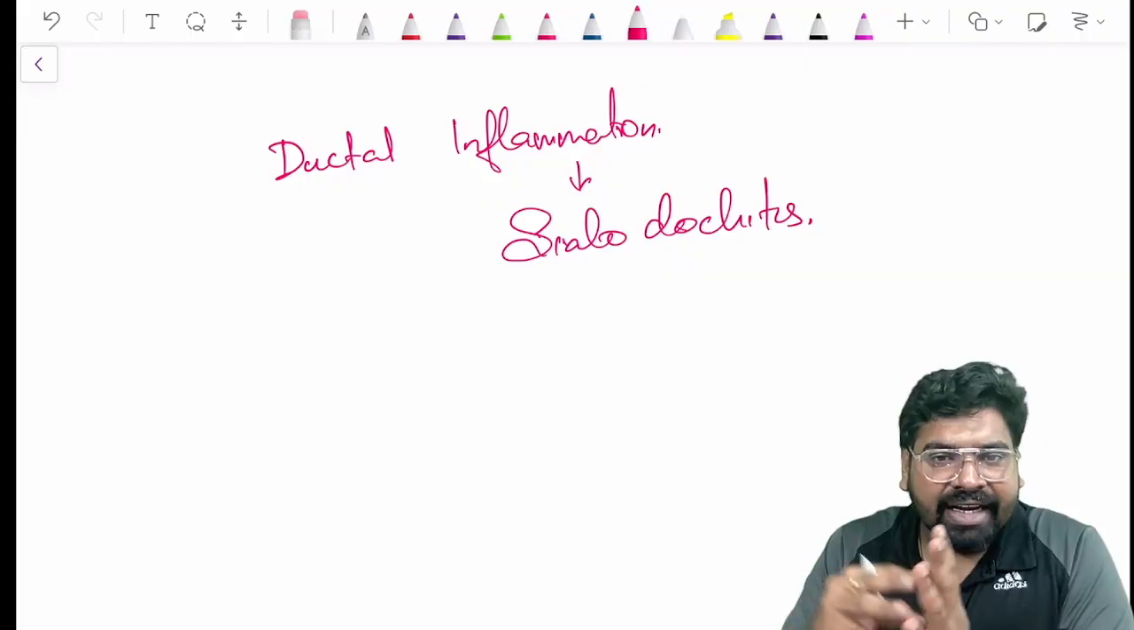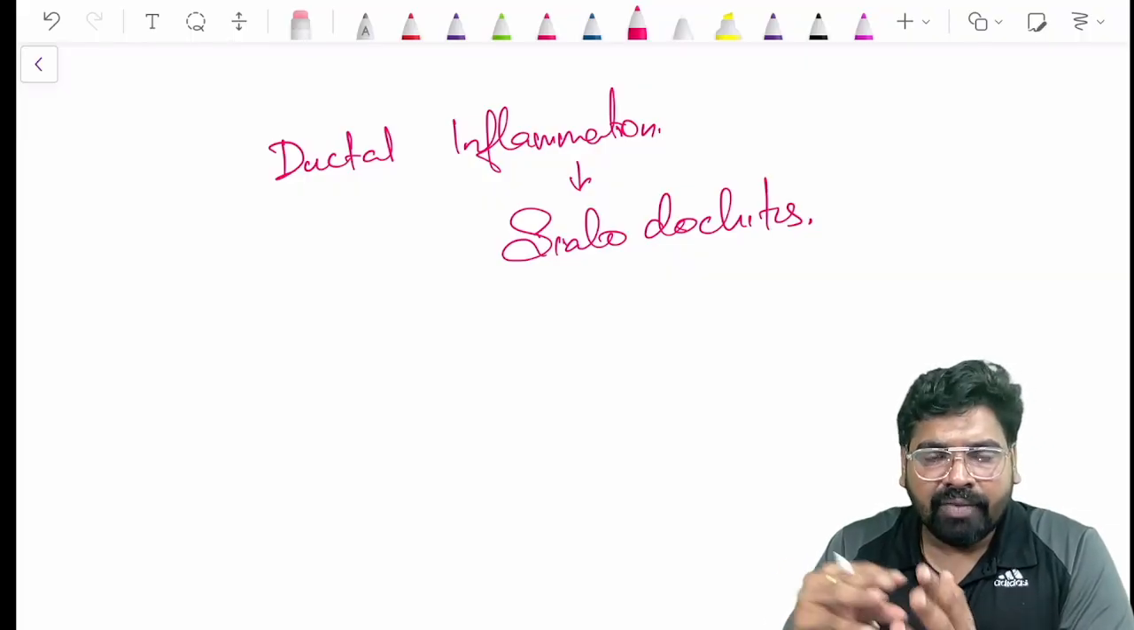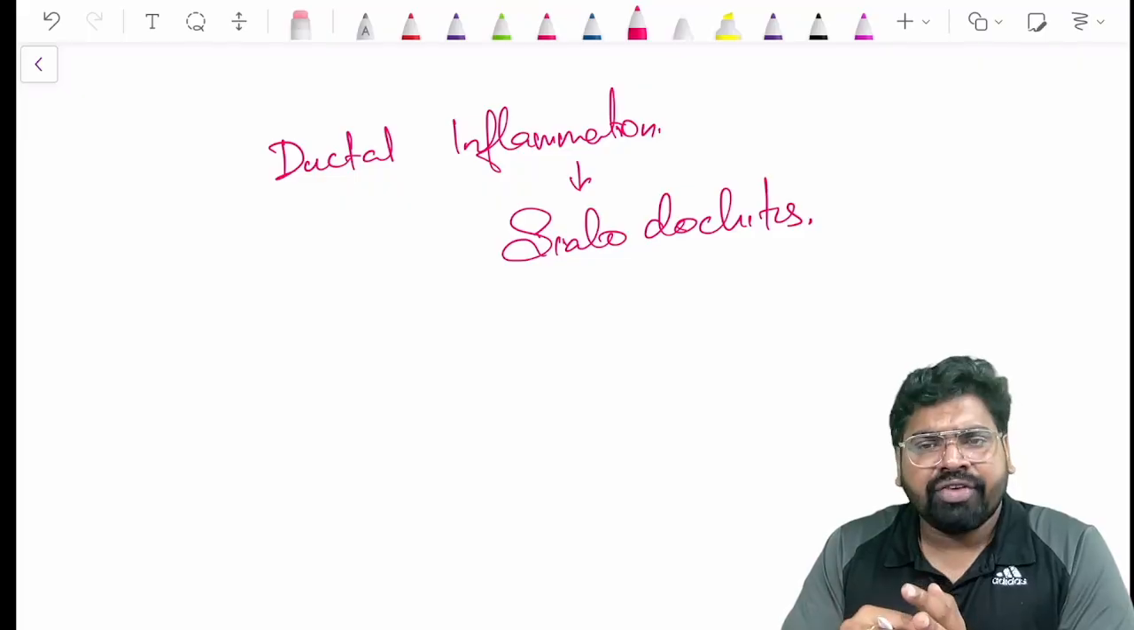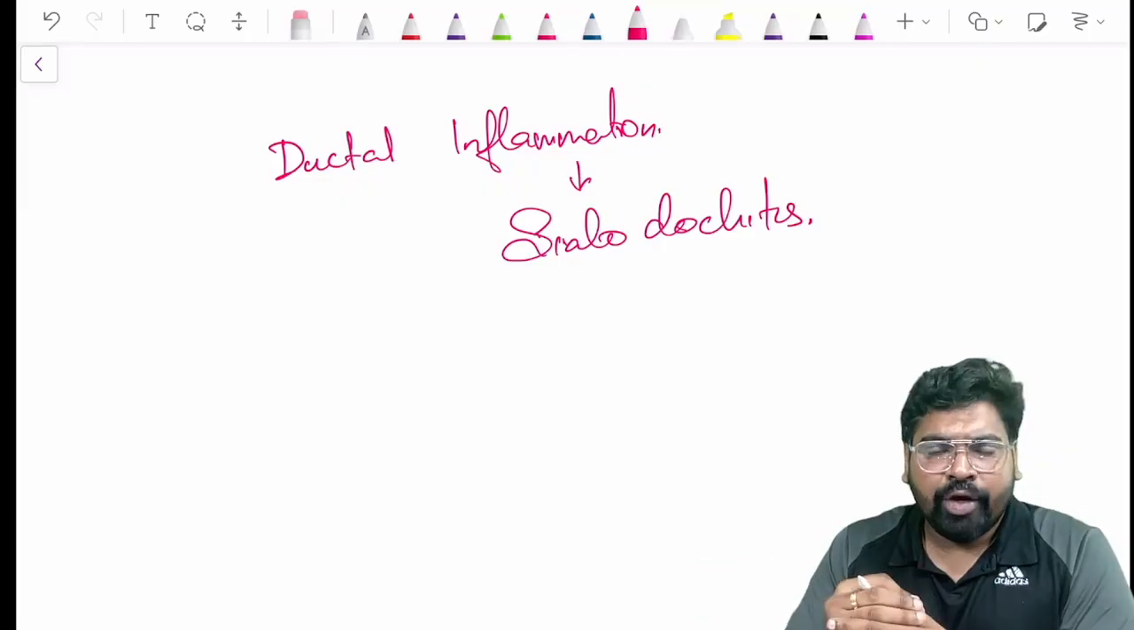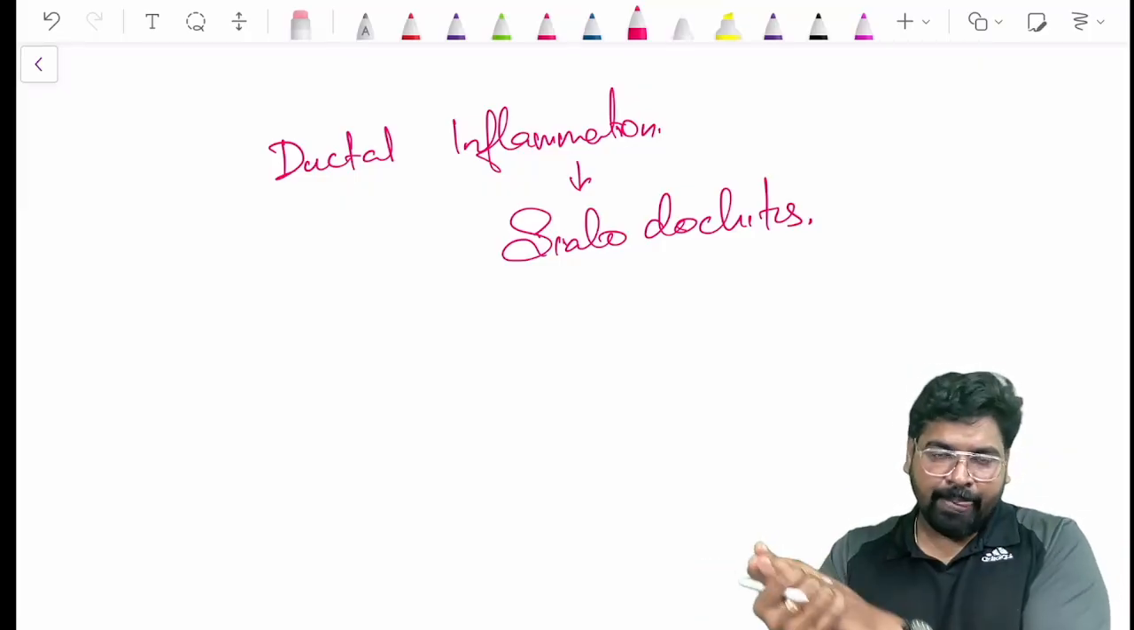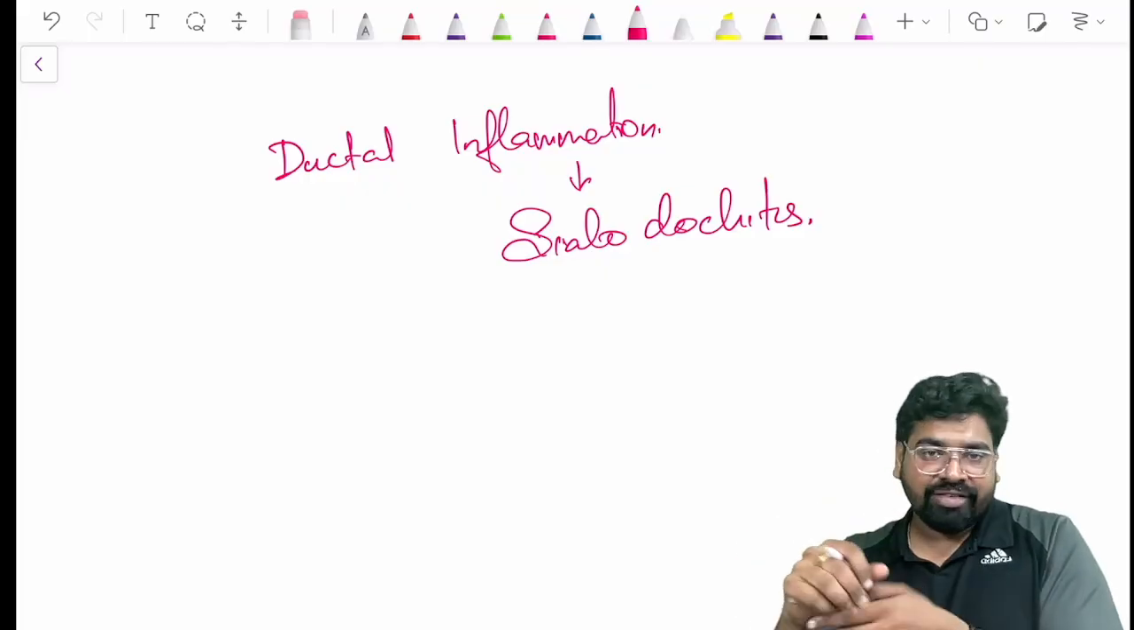So how to take a radiograph in salivary gland? You know that salivary gland is a soft tissue, so we cannot take a radiograph. So to make it radio opaque, we put some radio opaque dye into it, and we take a radiograph. So that procedure is called a sialography.